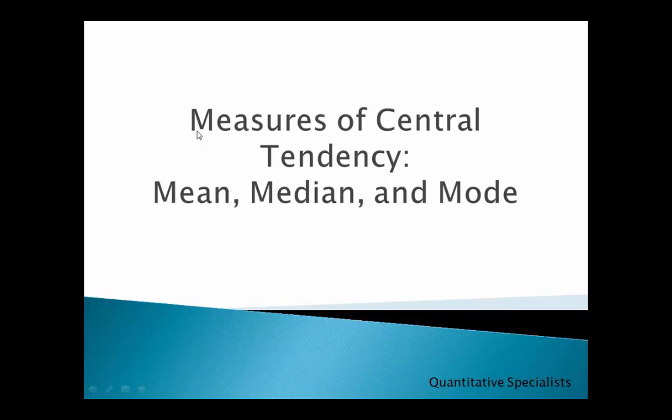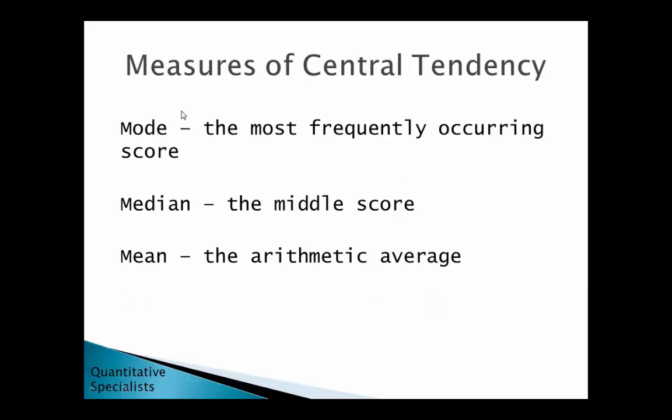In this video, we'll take a look at the measures of central tendency, that is the mean, median, and mode. Now the measures of central tendency, the mode is defined as the most frequently occurring score or value. The median is the middle score, and the mean is the arithmetic average. We'll take a look at each of these in turn with an example.